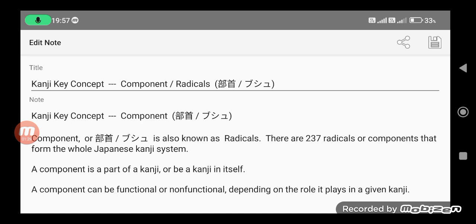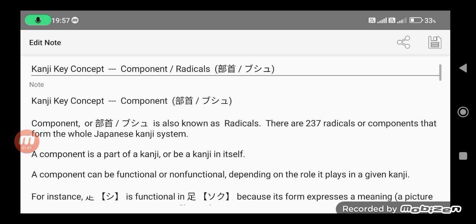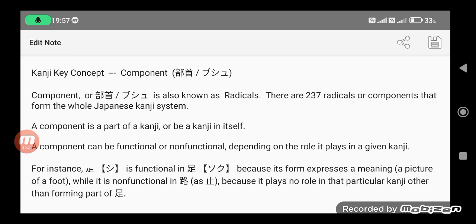Written in this kanji, bushu. You can see I put the Onyomi reading, bushu. So let's start. Dewa hajimemashou ka. So, kanji concept, component or radicals. So why did I say that it's a very important concept?